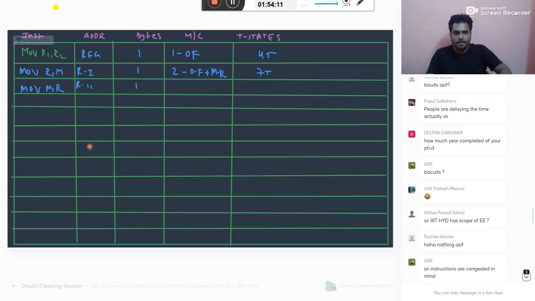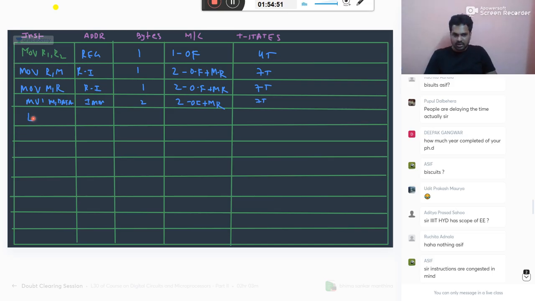1 byte. I will quickly revise everything. That's why I'm doing this. Okay, 2 machine cycles, opcode fetch plus memory read. Next, MVI M comma data. It is immediate addressing, 2 bytes. 2 machine cycles, opcode fetch, memory write, 7 T states. Right. Next. So see how easily you are able to remember.